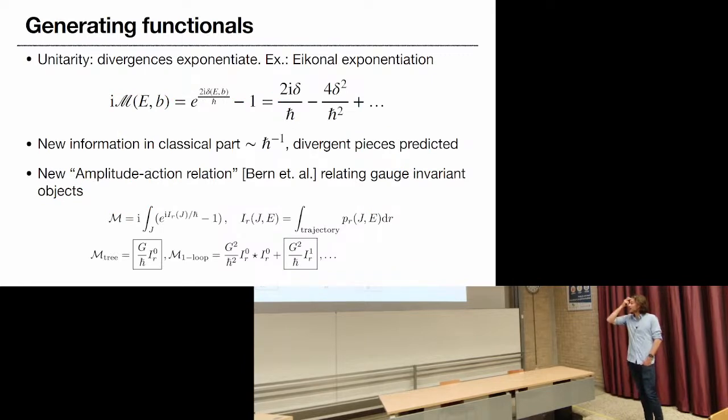There's another way how one can deal with the divergences, which is basically one can resort to unitarity. The divergences should exponentiate, and one finds a phase which contains all the classical physics as well. I don't have time to discuss this here.